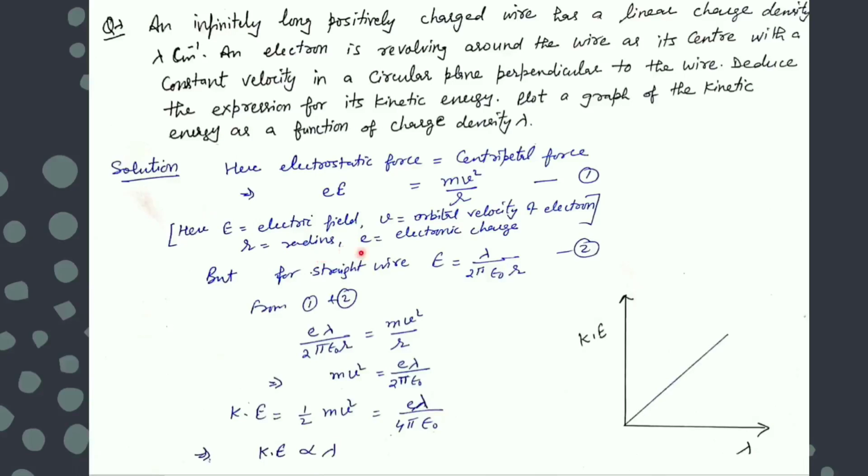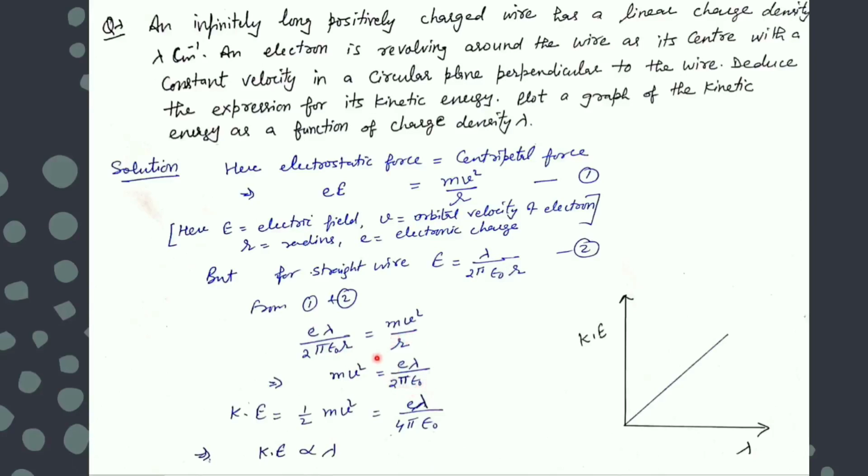So if you are equating the values from equations 1 and 2, then you can simply put the value of E in the first equation. So it will be e, and the value of capital E you will put, which is lambda upon 2 pi epsilon naught r. This is equal to mv square by r. So you are getting mv square, because small r is going to get cancelled on both sides, equal to e lambda upon 2 pi epsilon naught.